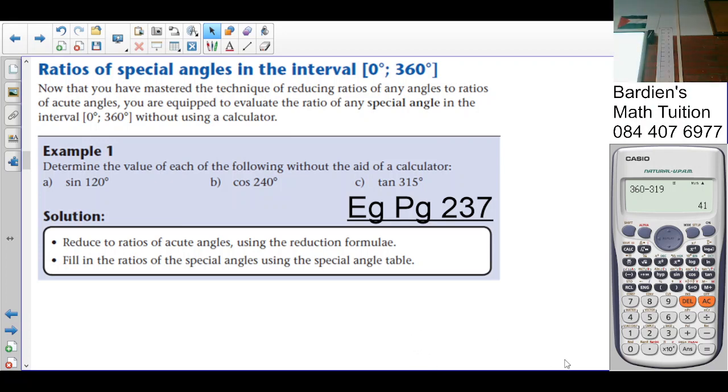So now we're looking at ratios of special angles in the interval 0 to 360. We are told now that you have mastered the technique of reducing ratios of any angles to ratios of acute angles. You are equipped to evaluate the ratios of special angles in the interval 0 to 360 without the use of a calculator.